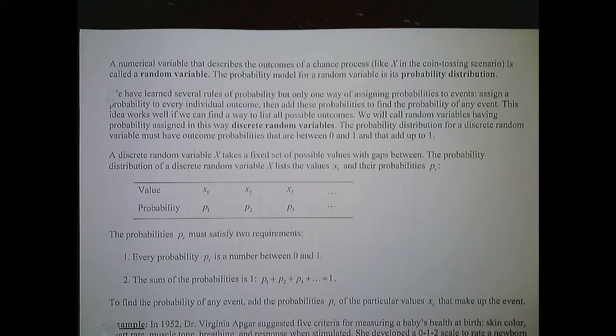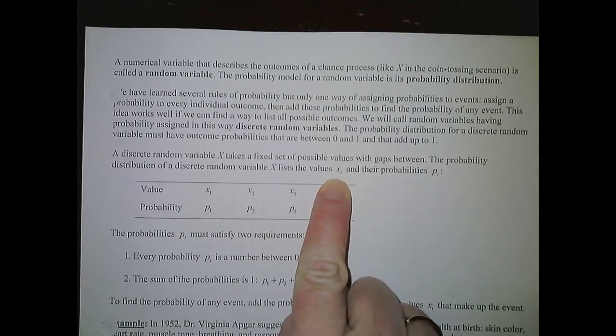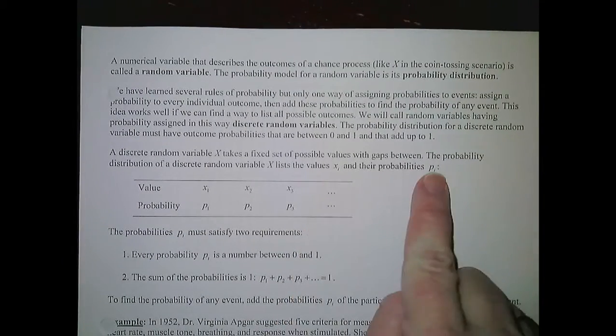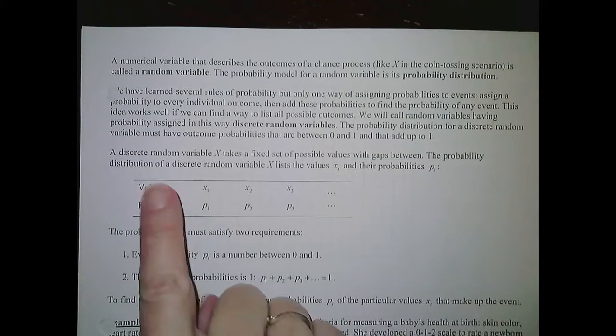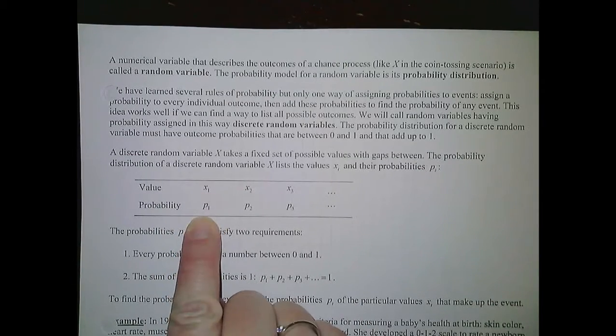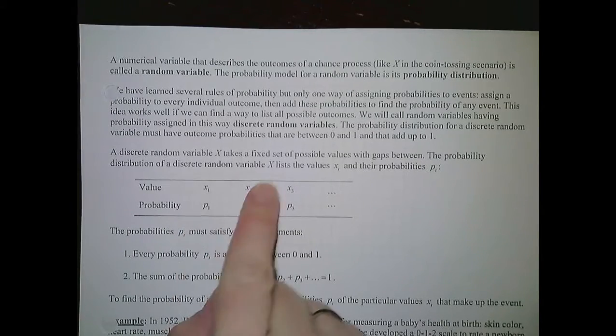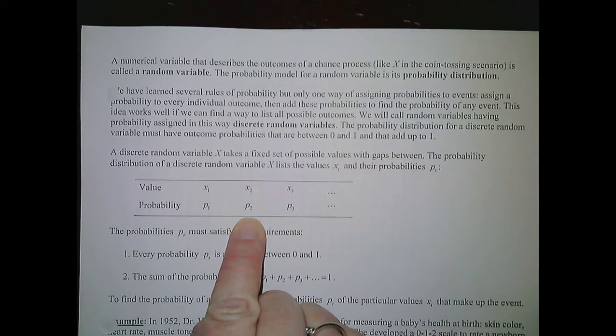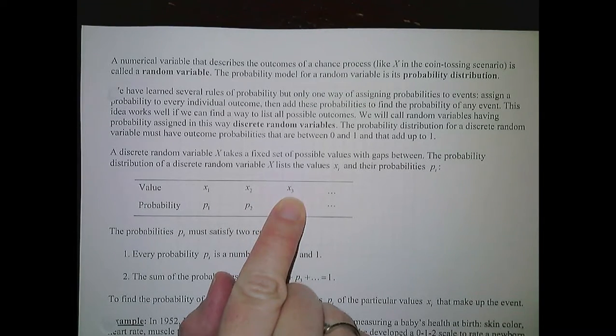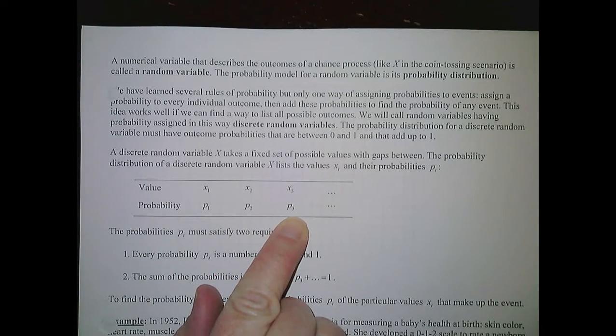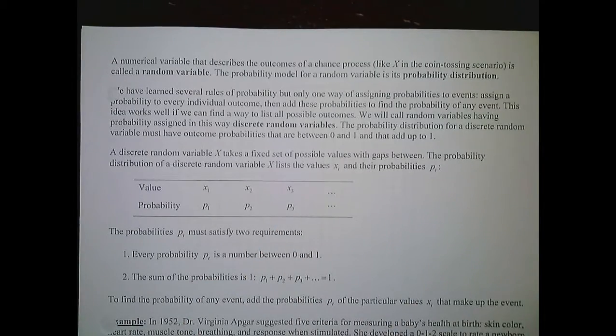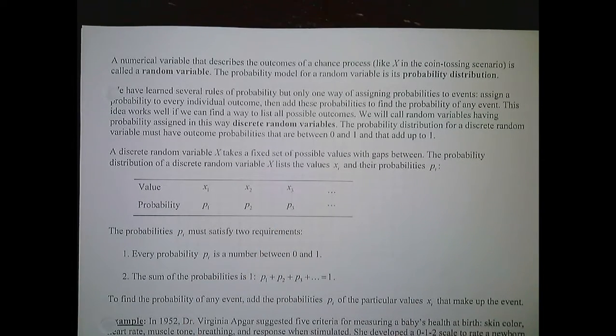A discrete random variable x takes a fixed set of possible values with gaps in between. The probability distribution for a discrete random variable x lists all of the values. We call them x sub i, that's each one of the individual outcomes, and the probability p sub i. So event 1, outcome 1, we call x1, and its probability we call p1. The second possible outcome we call x2, and its probability would be p2. The next possible outcome we call x3, and its probability would be p3, and so on until we've accounted for every possible outcome and the probability for each of those outcomes.